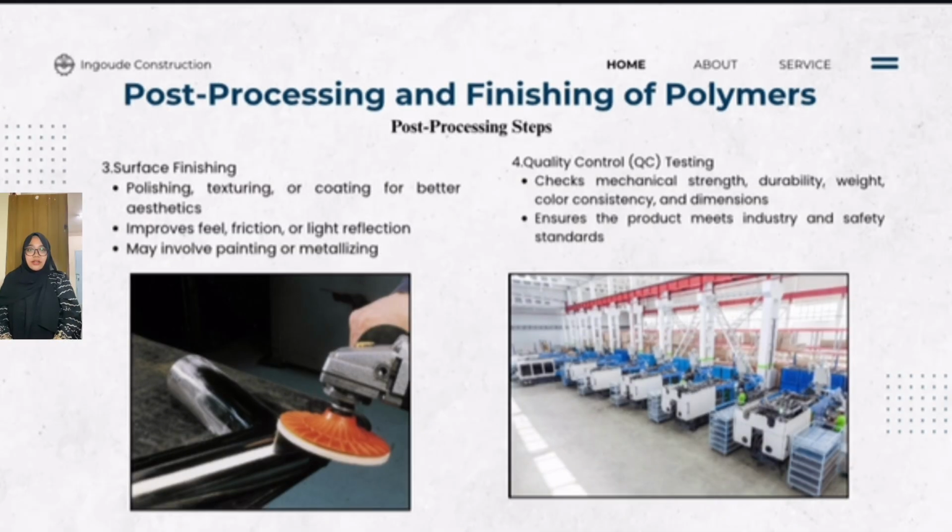Surface finishing is done to improve the look and feel of products. For example, coatings may be added for gloss or even metallic effects. Finally, every product undergoes quality control testing to make sure it meets the required specification. Only then is it ready to be packaged and distributed.